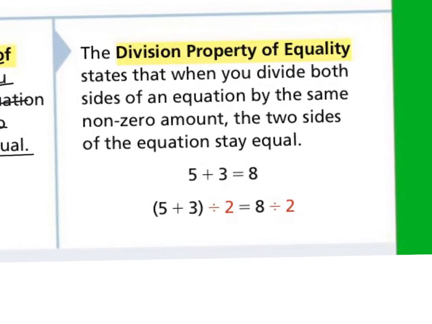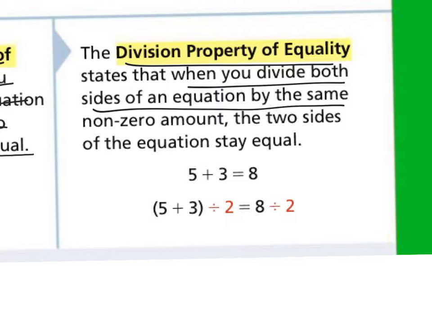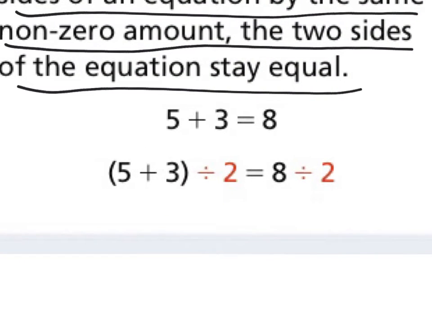And then finally, the division property of equality says when we divide both sides of an equation by the same non-zero amount, the two sides stay equal. So we can't divide by 0, but if we divide by any other number, both sides remain equal. So again, if 5 plus 3 equals 8, we divide that quantity by 2 on one side, and we divide by 2 on the other side. So 5 plus 3 is 8. 8 divided by 2 is 4. On the other side, 8 divided by 2 is 4. So those still remain equal as well.